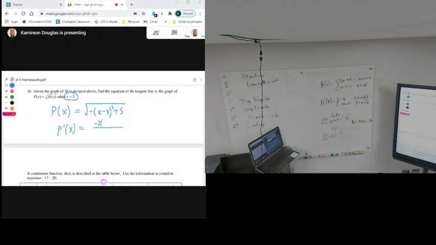So the top should be negative 2x minus 4. So the first power times 1. I'm just going to leave it like that. And then on bottom, we end up with 2 times the square root of negative x minus 4 squared plus 5.